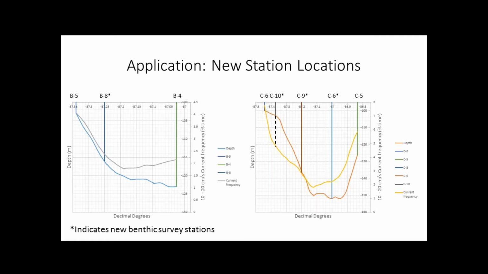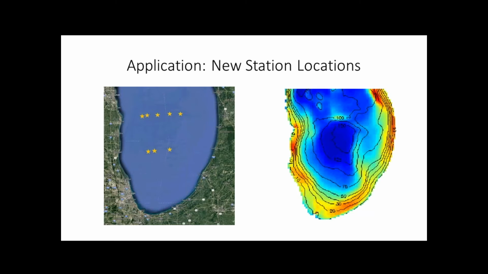And here, for example, she decided to put B8 right here where it has a similar current frequency to B4. However, it's much shallower than B4. So that'll allow us to tease away that relationship between mussel biomass and depth and mussel biomass and current frequency. And then here we can see the C stations she added. And once again, for example, this C10 has a similar depth as C6 here. However, the optimal current frequency is much less. And these are the locations of the new stations within these transects here.